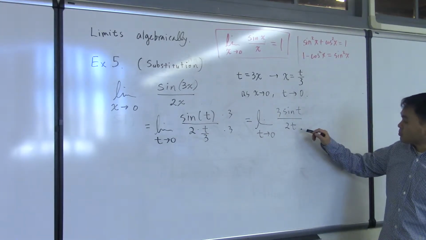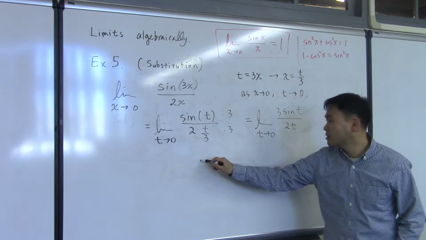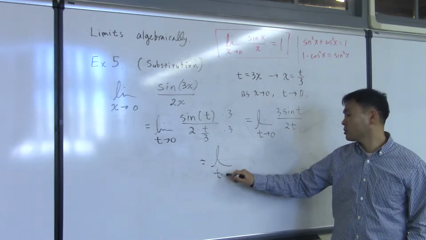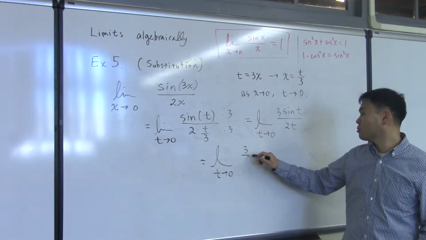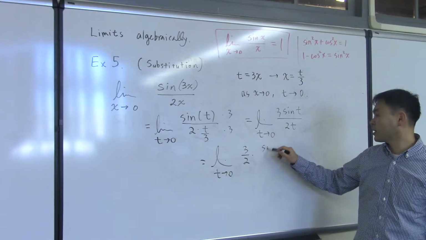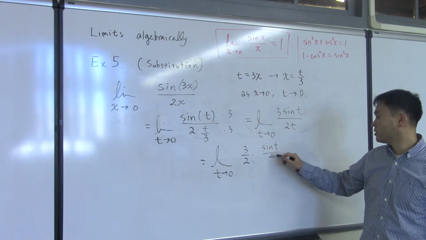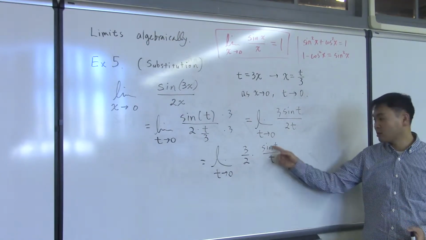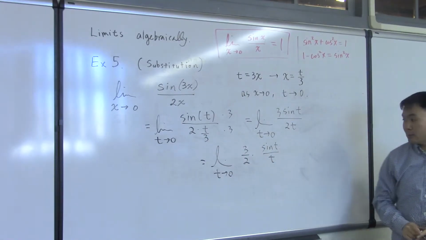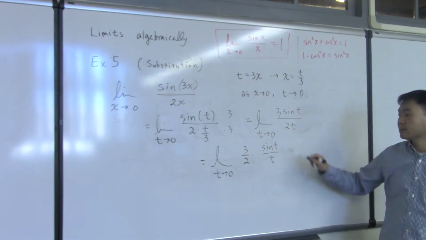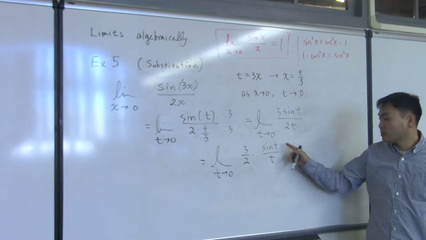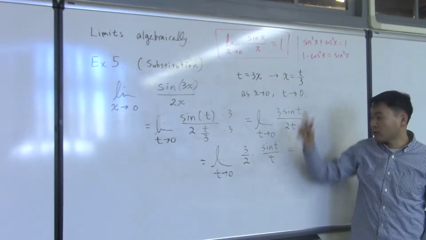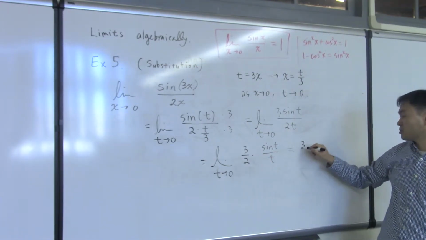And now what's the limit? We see that this is really the limit as t goes to 0 of 3 over 2 times sine t over t. What's this limit? Sine t over t as t goes to 0, what's the limit? 1. It becomes 1, and therefore 3 over 2 is the limit.